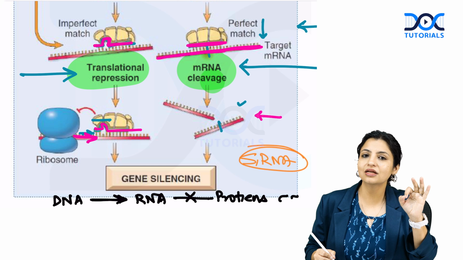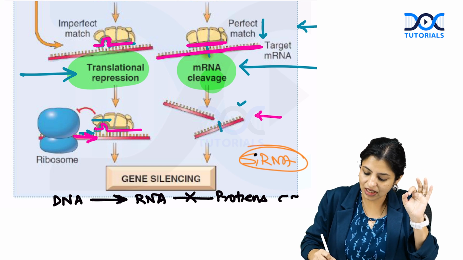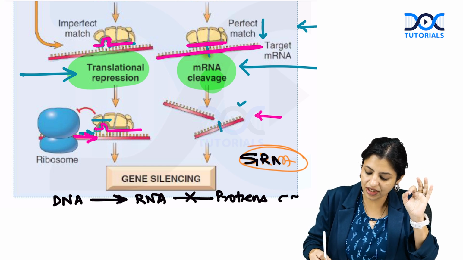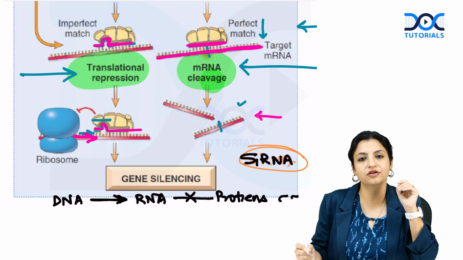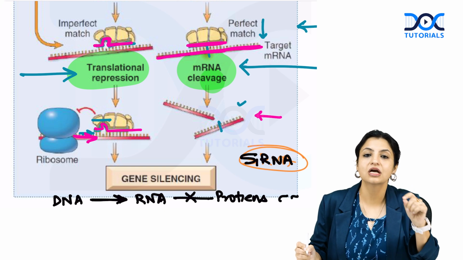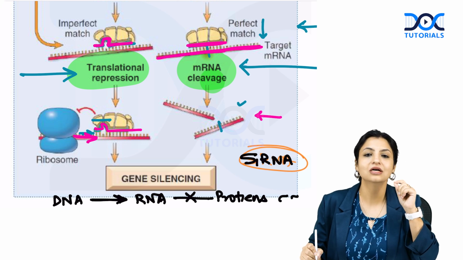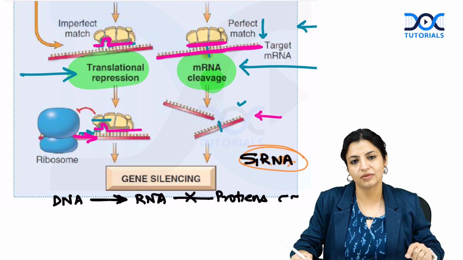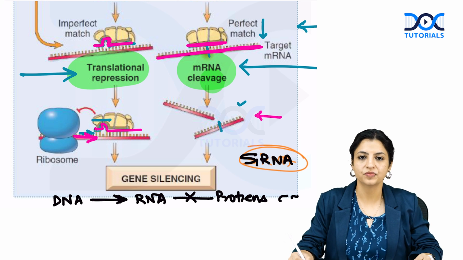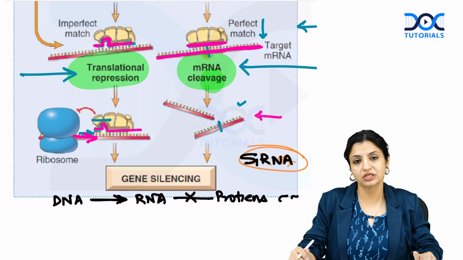So these synthetically formed microRNAs are called siRNA. They are small interfering RNA, or small intervening RNAs. Small interfering RNAs are basically the artificially given microRNAs, which you should be very clear about. So now, once you know this, there are some questions that can be asked.